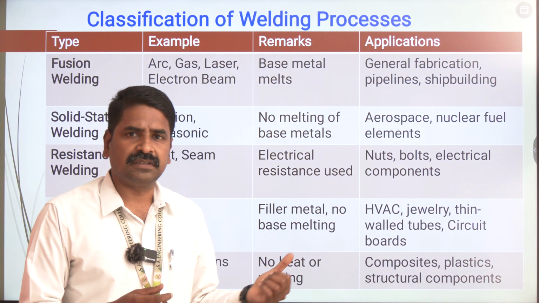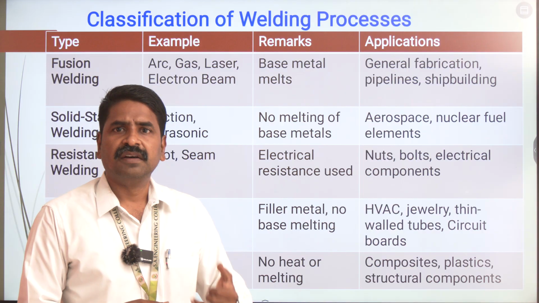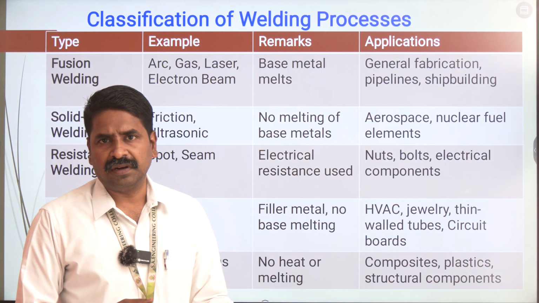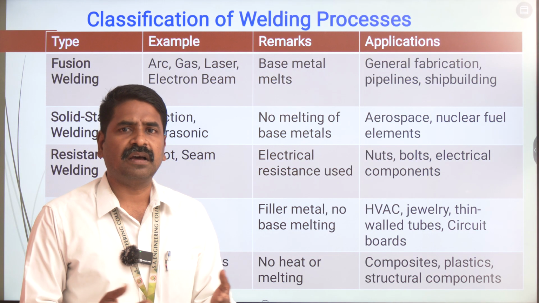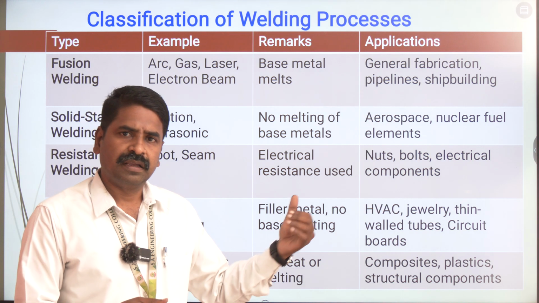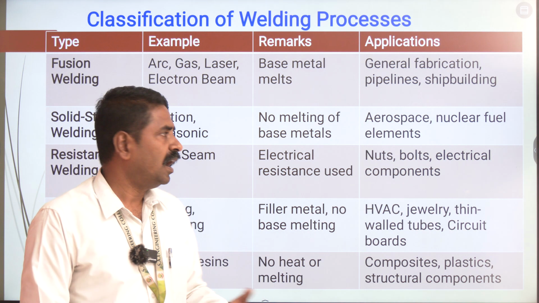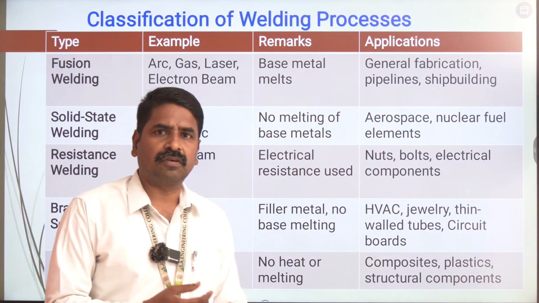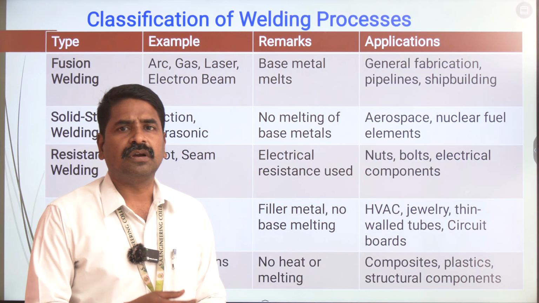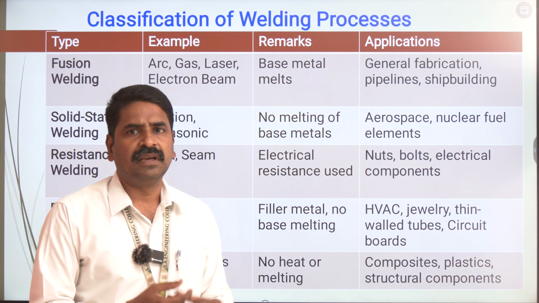The best examples for this type are friction welding, friction stir welding, ultrasonic welding, explosive welding, etc. All these are best examples of solid state welding. And the applications: you are going to see that they are used in aerospace sectors, fabrication of nuclear fuel components, etc.